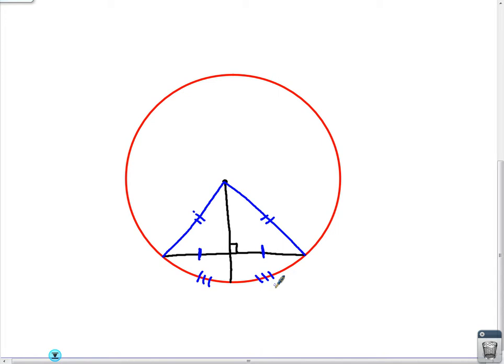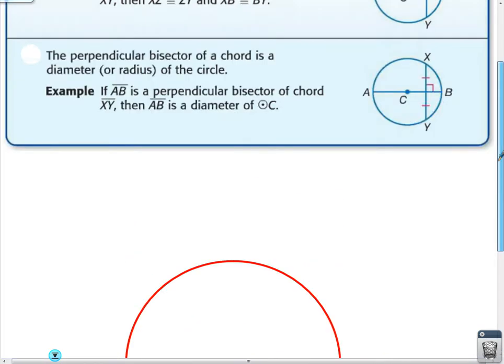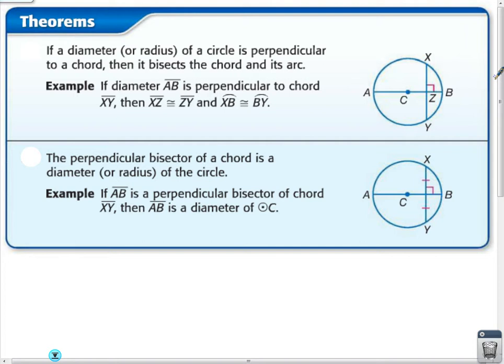Okay. So let's scroll back up and see what our next theorem was. So the first theorem, if a diameter is perpendicular to a chord, it's going to bisect the chord. The second one says the perpendicular bisector of a chord is a diameter of the circle. That's actually pretty much just the converse of the first one. If you have something that is a perpendicular bisector of a chord, it will always be a radius or a diameter. Okay, that's just the converse of the first. Make sure that you have those theorems written down if you haven't already.